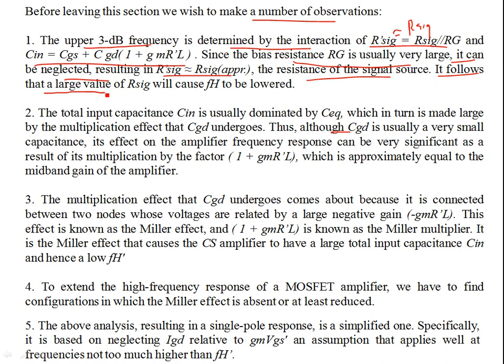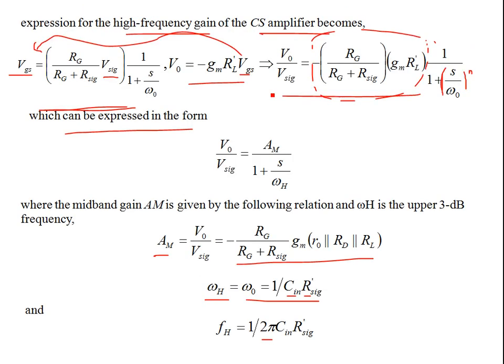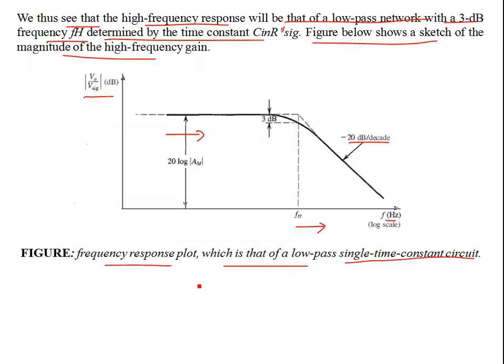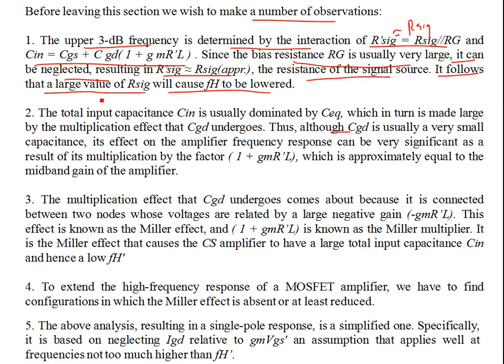It follows that a large value of R signal will cause fH to be lowered. What it means is that if R signal is large, then the corner frequency is going to be small, right? It has an inverse dependence. So this 3 dB frequency is going to start earlier. It might shift fH down somewhere so that it decreases the 3 dB bandwidth as well. So you don't want the signal source resistance to be large, because a large value of R signal is going to cause fH to be lowered, which implies that the 3 dB bandwidth is going to be small. It is going to decrease as well with R signal increasing.